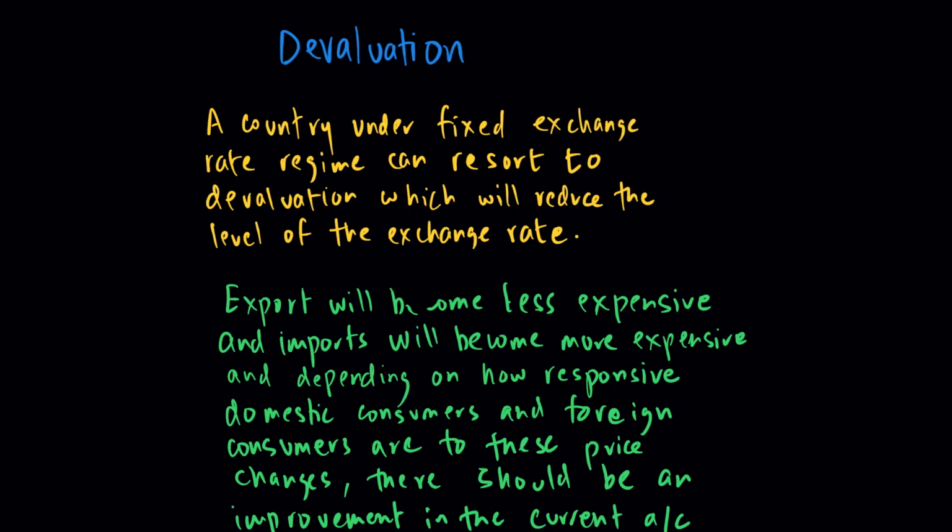So what is devaluation? Well, a country which has a fixed exchange rate, or sometimes a managed float, can resort to devaluation, which is basically lowering our exchange rate. So devaluation is simply when we lower our exchange rate. Why do we do that?